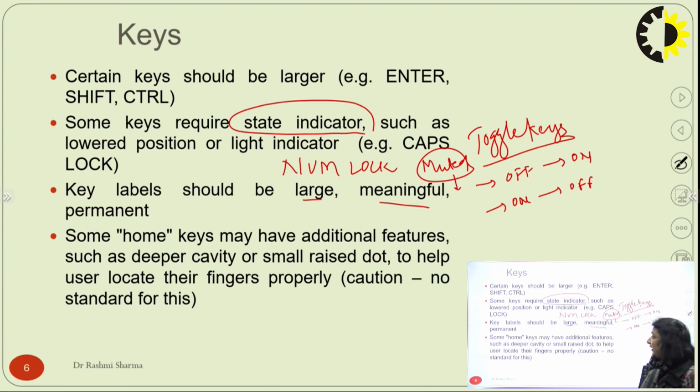Some home keys may have additional features such as a deeper cavity or a small raised dot to help users locate their fingers properly. Caution: there are no standards for this. As we have discussed, for F and J you have a slightly raised rectangular portion, which you can see on the keyboards of laptops and desktops. These are called home keys, where we know we have to place our fingers to start typing, so that we have minimum distance travel of our hands.